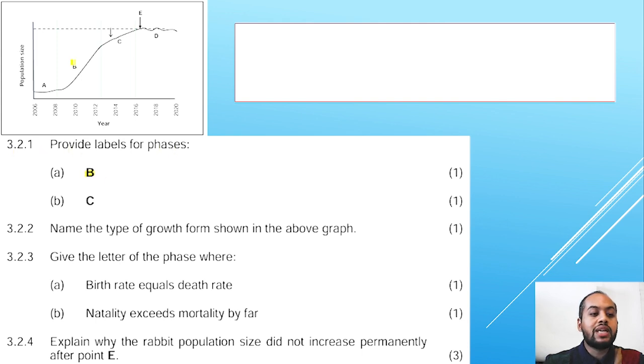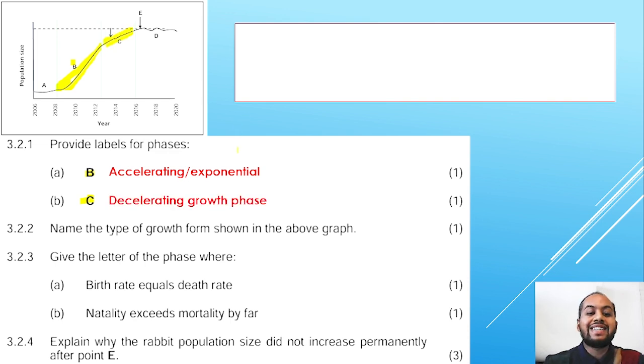So if we go to B, this phase where the population size is increasing drastically is going to be referred to as the accelerating or exponential phase. Remember, the first phase of the logistic growth form is going to be the lag phase. You then have the exponential or the accelerating growth phase, the decelerating phase, and then lastly you have the equilibrium phase. The next phase, C is going to be that phase there referring to the decelerating growth phase.